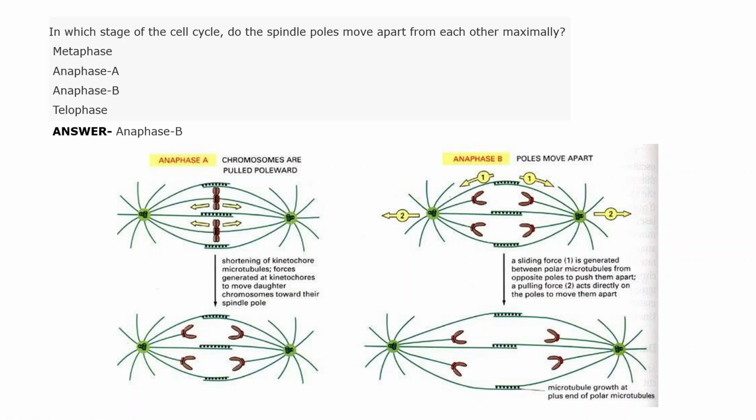In anaphase A, polar microtubules are not acting. In anaphase B, polar microtubules are acting along with the astral microtubules, which helps in generating an excess force, which pulls the chromatids at a greater distance away from each other. So in which stage of the cell cycle do the spindle poles move apart from each other maximally? Anaphase B. So I hope this answer is clear. Does anyone have any doubt?